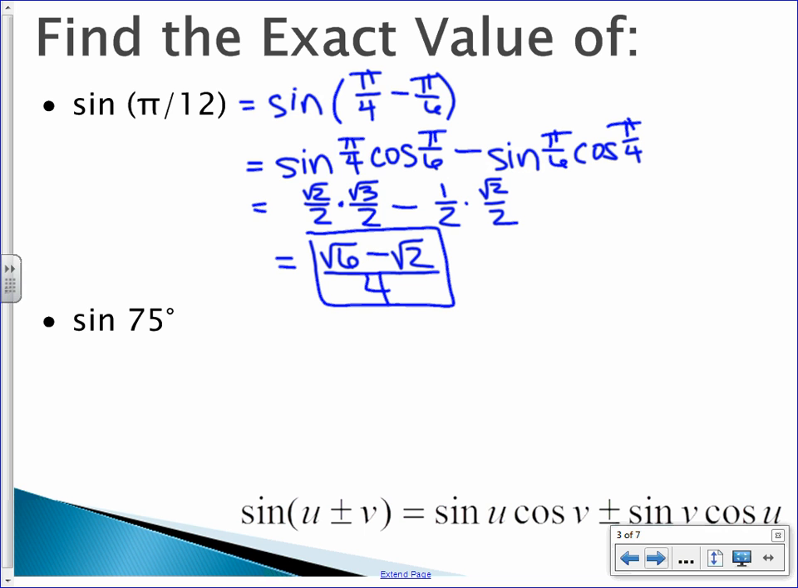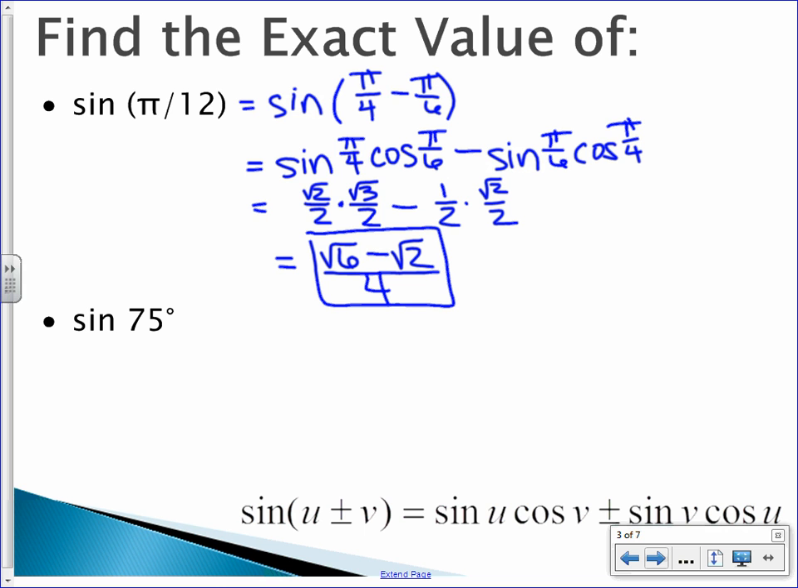2 times 2 for this denominator, 2 times 2 for this denominator. Can I combine radical 6 minus radical 2? No, we cannot. Questions?